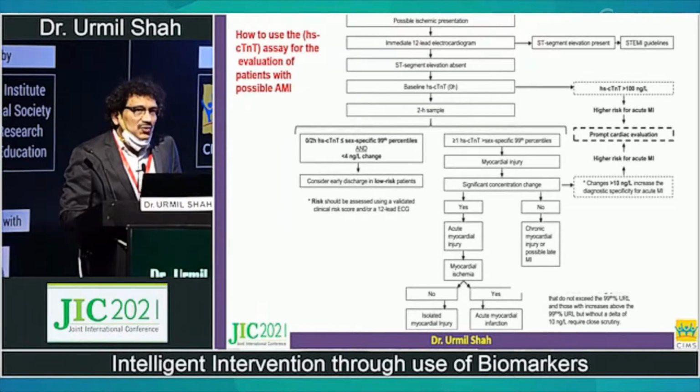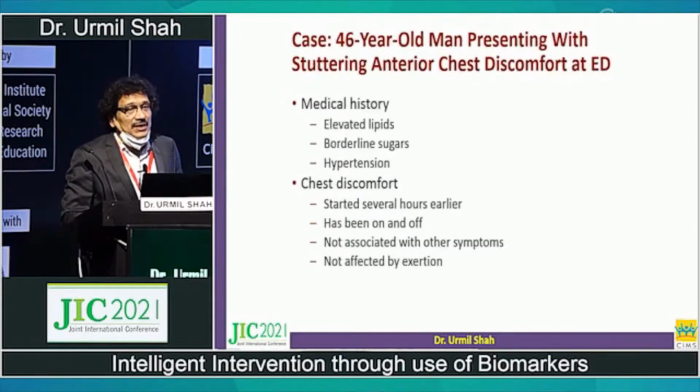If it is not so high, then we might have to repeat it at 2 hours. And what we have to keep in mind is the baseline level, and at the end of 2 hours, if there is a significant change, then it is suggestive of acute myocardial injury, and we have to manage accordingly.